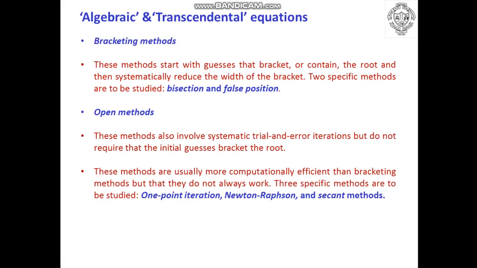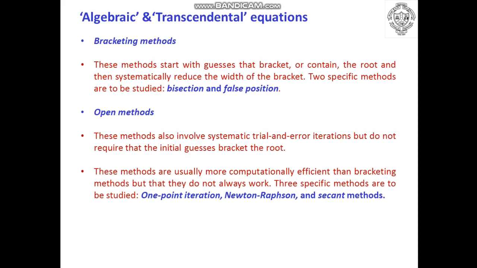So the numerical or approximation kind of approach to find roots of an equation includes basically two methods. The first method is labeled as the bracketing method, where this method starts with two guesses that bracket or contain the root, and then systematically reduces the width of that particular bracket. So two specific methods are to be studied in the bracketing approach. One is the bisection method and another one is the false position method.